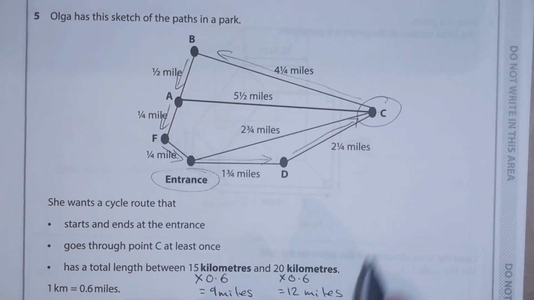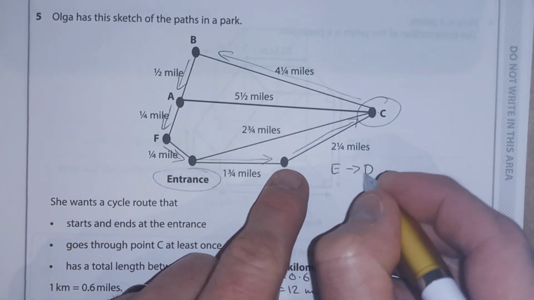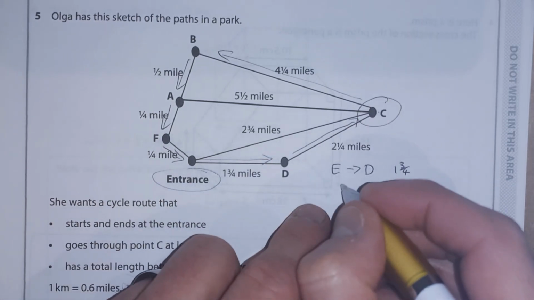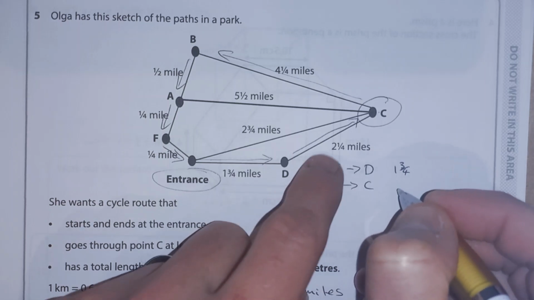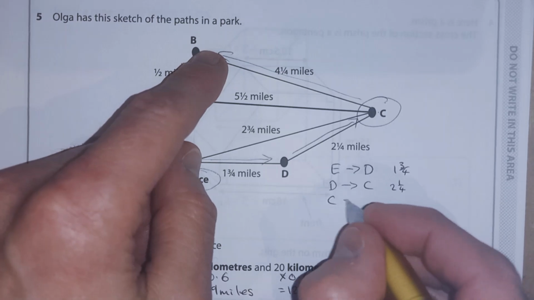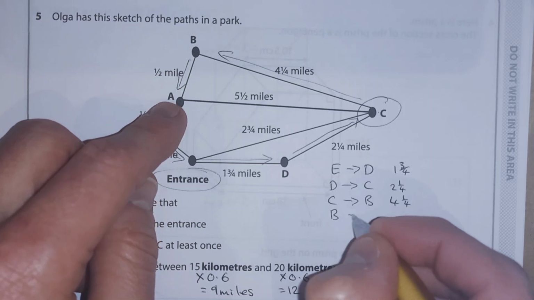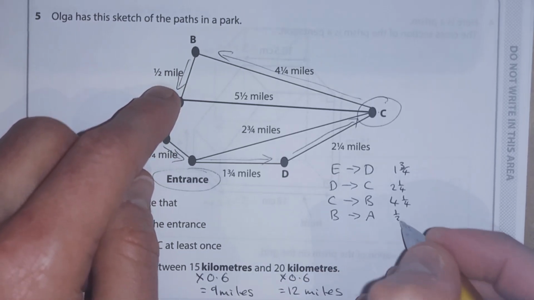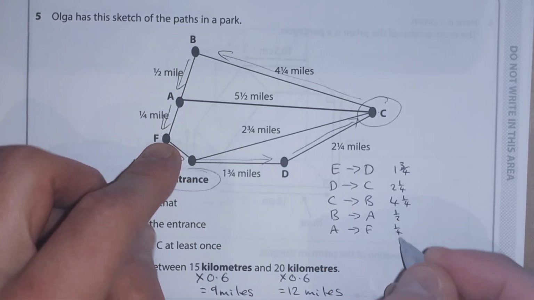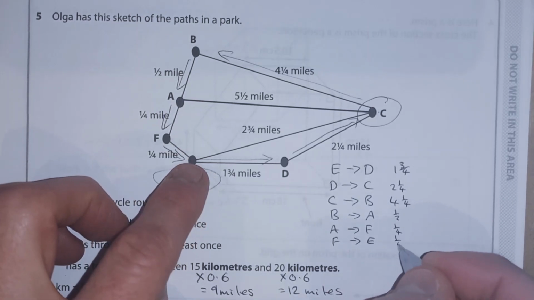So we're starting at the entrance and going to D, which is 1 3/4 miles. Then from D to C, that's 2 1/4 miles. Then from C to B is 4 1/4 miles. Then B to A is half a mile. A to F is 1/4 of a mile, and F back to the entrance is another 1/4 of a mile.